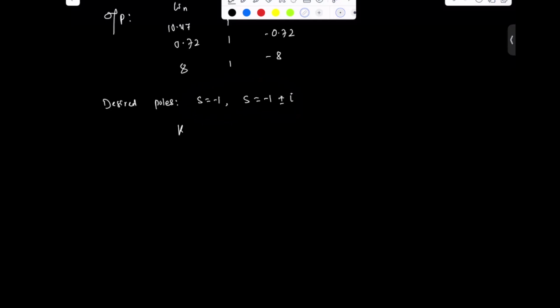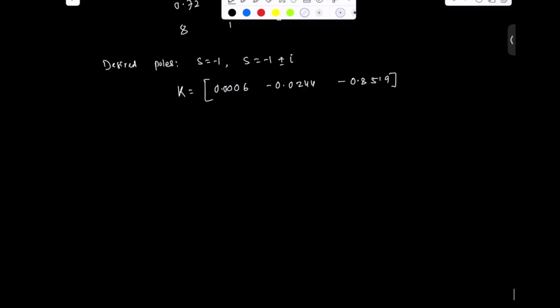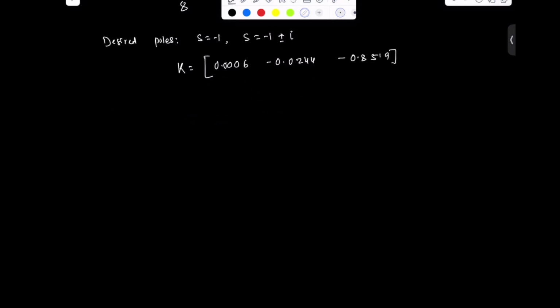We had K equal to 0.006, minus 0.0244, and minus 0.8519, right? And we also had ACL and KM, which we found in the last lecture.